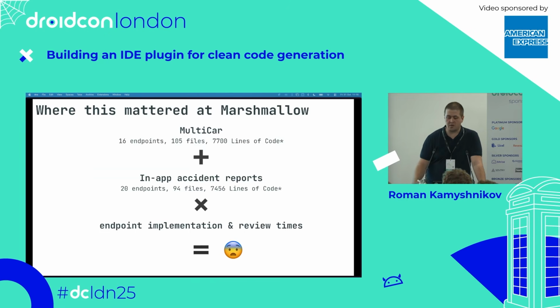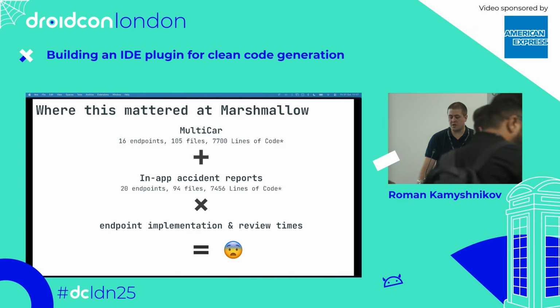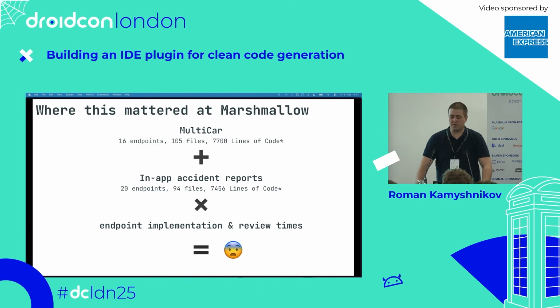Now, about a year ago, I worked on two fairly large projects at Marshmallow, and one of the products that we have is car insurance. So the first product was Multicar, which allowed customers to get a quote in the app to get cover for a second or a third vehicle in the same policy for a nice discount. The second feature was in-app accident reports, and as you can guess, both of these features involved asking quite a lot of questions from our customers. So there were a lot of endpoints, a lot of files, and a lot of lines of code involved.